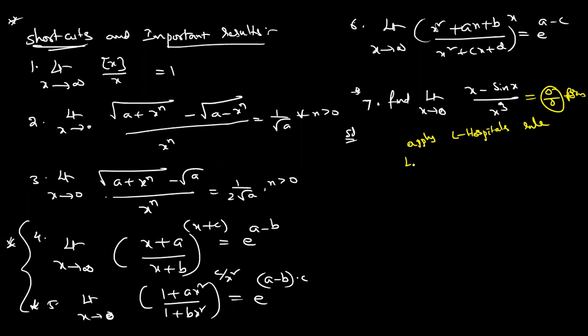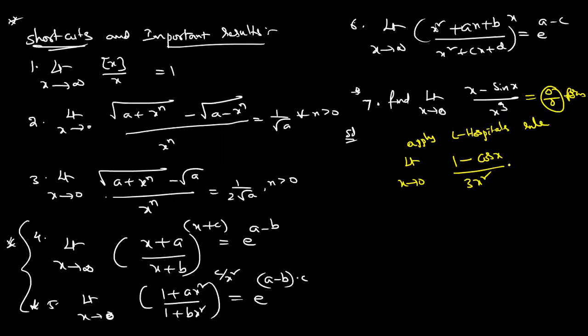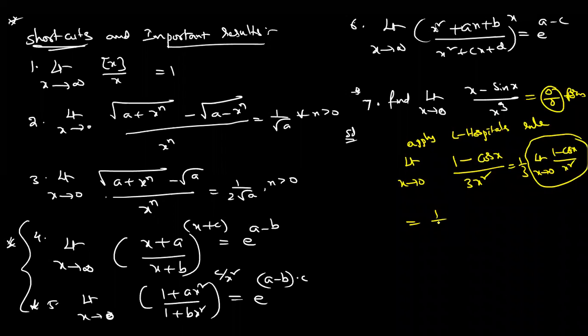Clear, dear students? What is the result? Tell me. Derivative of x is 1 minus derivative of sin x is cos x, by derivative of x cube, 3x square. So take 3 outside, 1 by 3 into limit x tends to 0, 1 minus cos x by x square. What is the formula? That is 1 by 2. So the answer is how much? 1 by 6. So the limit x tends to 0.